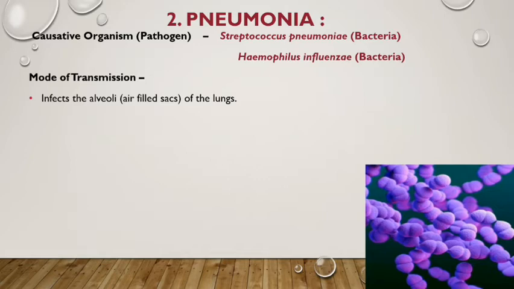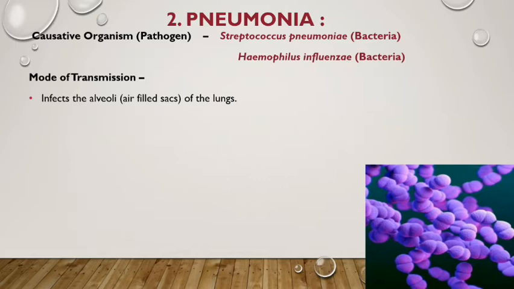So Streptococcus pneumoniae or Haemophilus influenzae, their target organ in the human body is the lungs. As in typhoid we have seen that the target organ of Salmonella typhi is the small intestine, here for pneumonia the target organ of Streptococcus pneumoniae or Haemophilus influenzae is the lungs. In the lungs small air bags are there, known as alveoli, so they will infect the alveoli of the lungs.